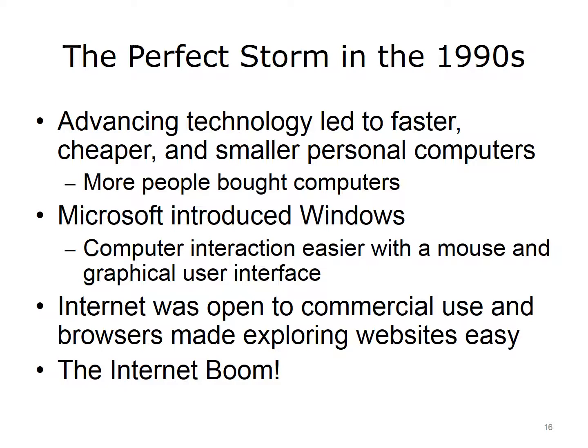Personal computers became faster, cheaper, and smaller as technology advanced. This meant that more households and more people could afford to purchase them. Microsoft advanced their operating system and introduced Windows, which had a graphical interface. Now, users could interact with a computer using a mouse, which made navigating a PC much easier for most users. The Internet was open to commercial use, and web browsers made exploring websites easy. And this all led to the huge Internet boom, but it also led to the ubiquitousness of computers in our society today.